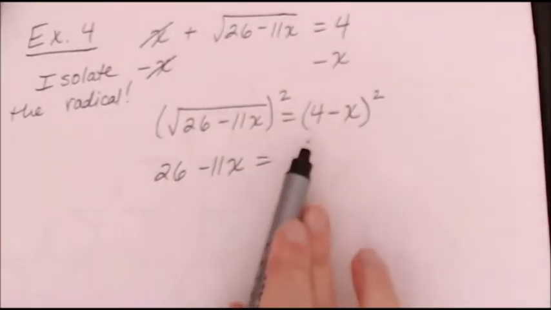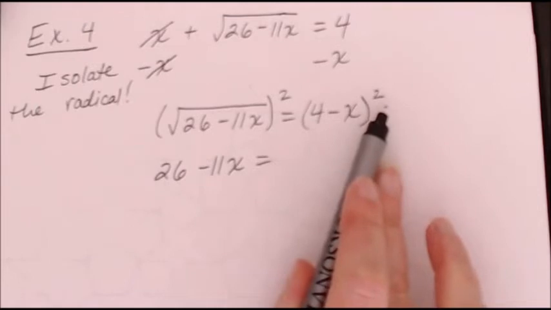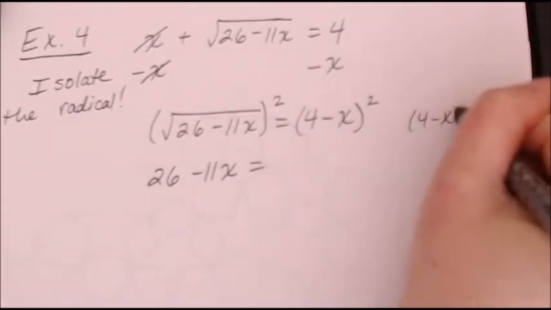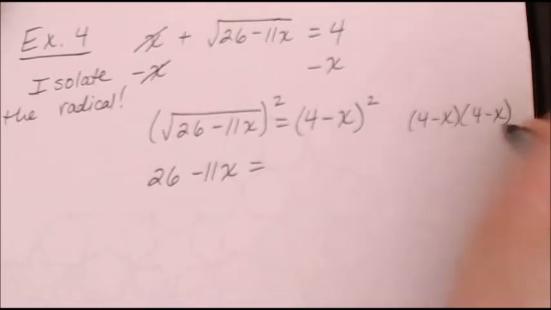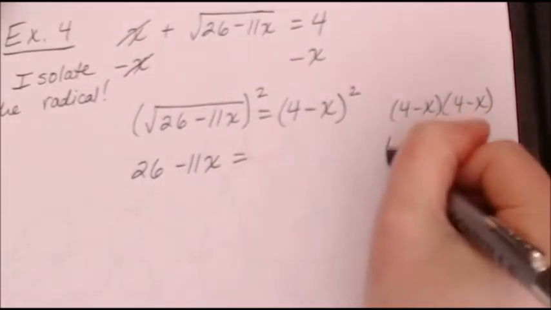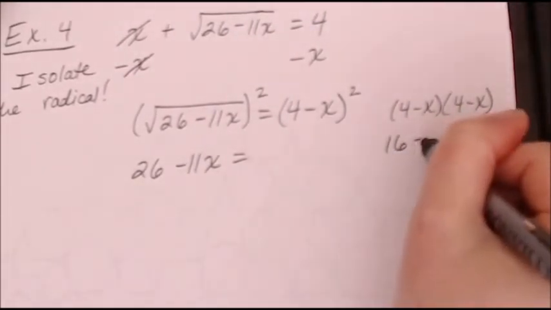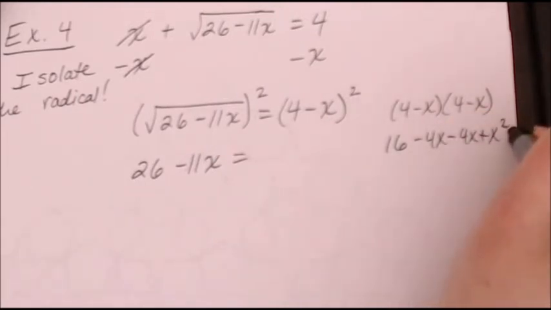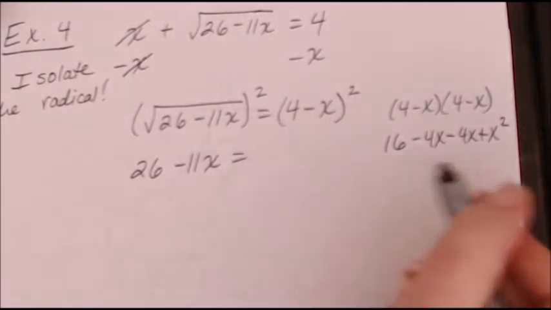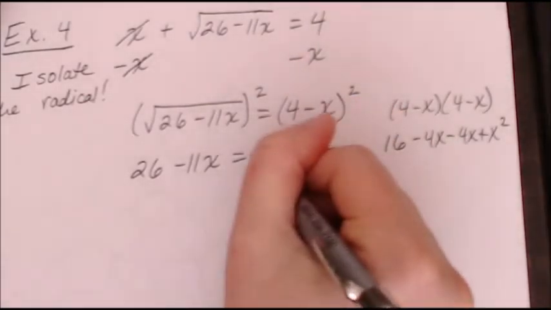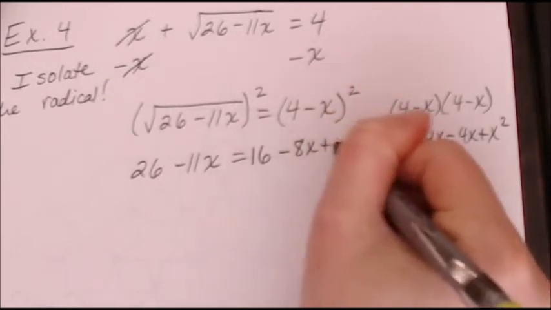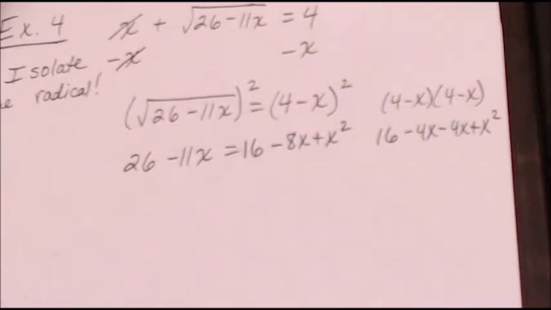Now be careful here. 4 minus x squared, that's a binomial, so I have to FOIL that. So I'm going to come off to the side and write it twice. And so if we FOIL that, we get 16 minus 4x minus 4x plus x squared. So I'm going to combine those like terms and come back to my equation. I have 16 minus 8x plus x squared.